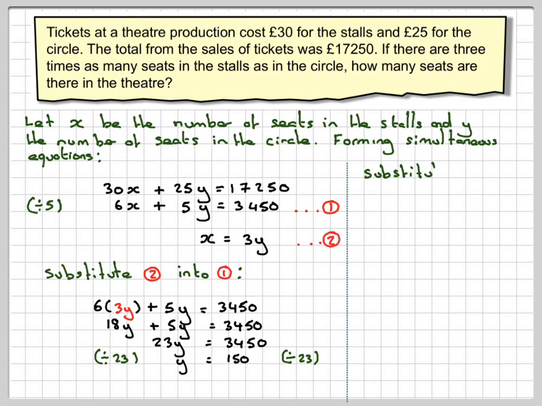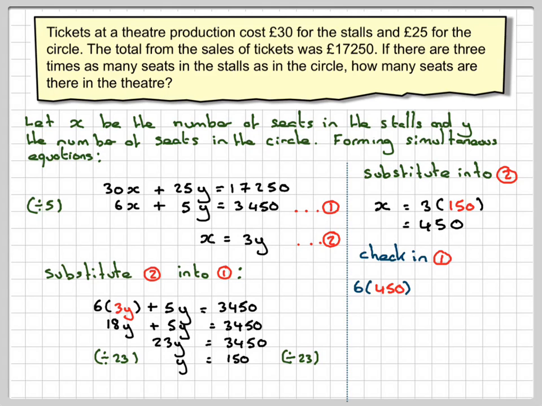So if we substitute that into 2, we're going to get that x has to be 3 times 150, which is 450. So we should just do a little check now in equation 1, this one here. Doing a check in 1, we're going to get 6 times 450 plus 5 times 150, and that gives me 3,450, which is what I wanted it to be equal to, so we're okay there.